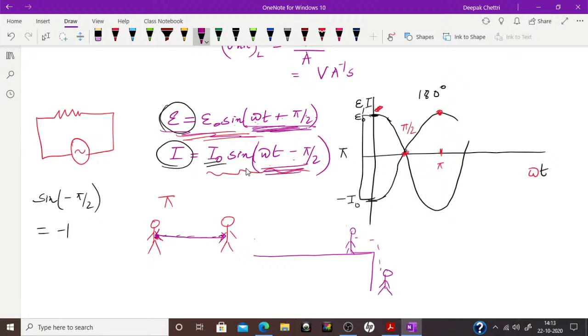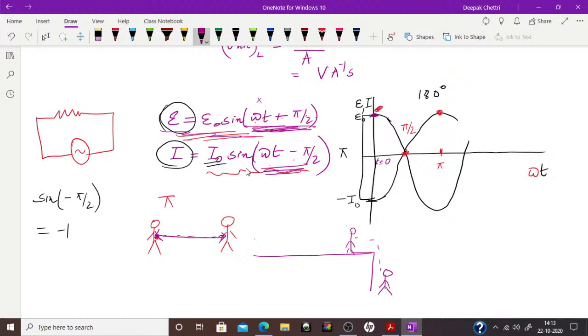If I draw a graph, how do I draw a graph? You put the values of t. If I draw a graph between omega t and E, I, first you start by putting t equal to 0. If I put t equal to 0, then the omega t term will disappear, and what will be left? Sine pi by 2, which is 1. So E will be E naught, that means here. Understand? This is t equal to 0 here.